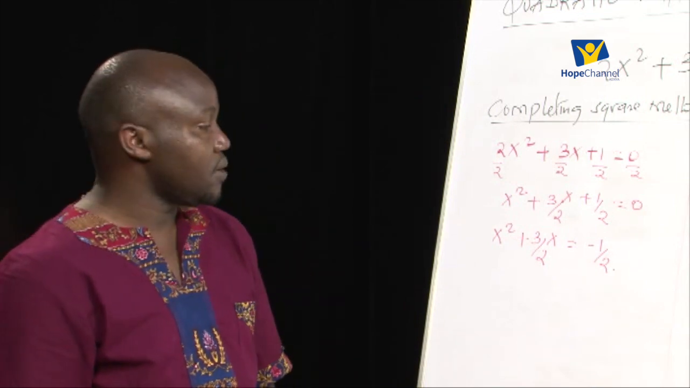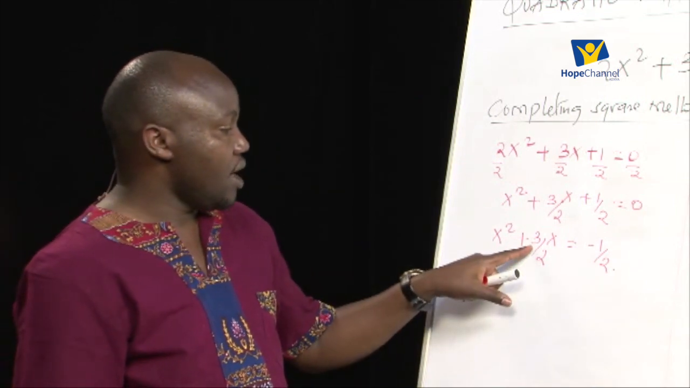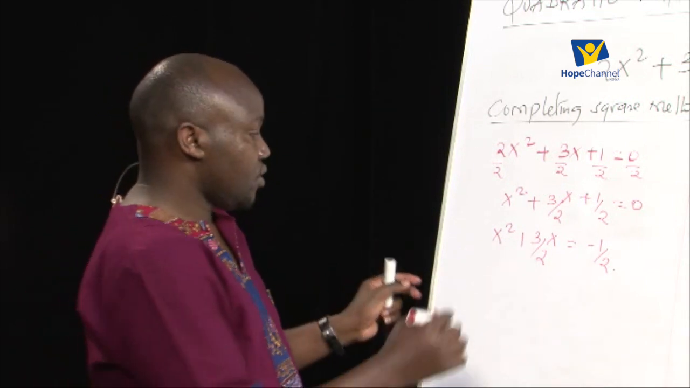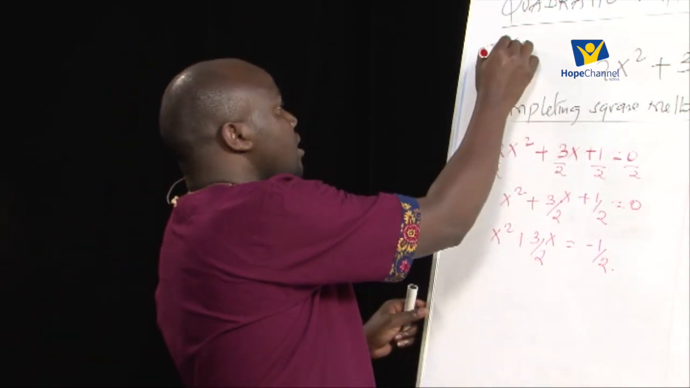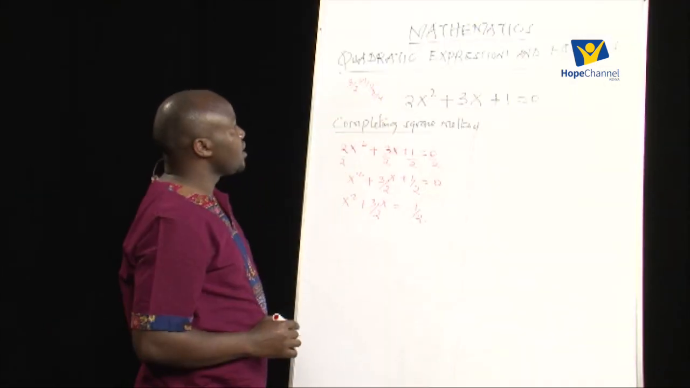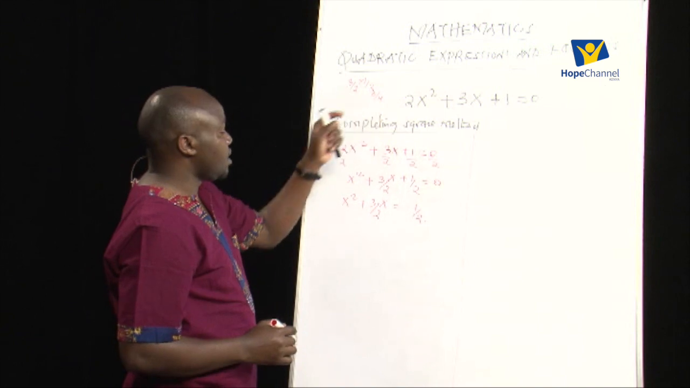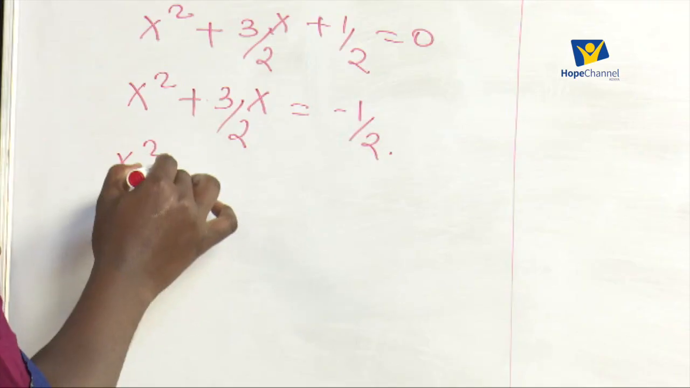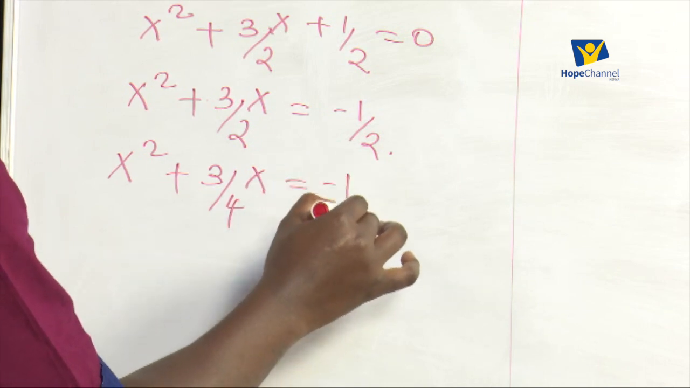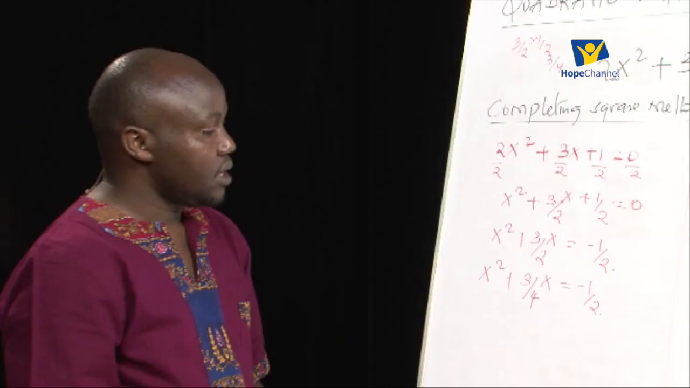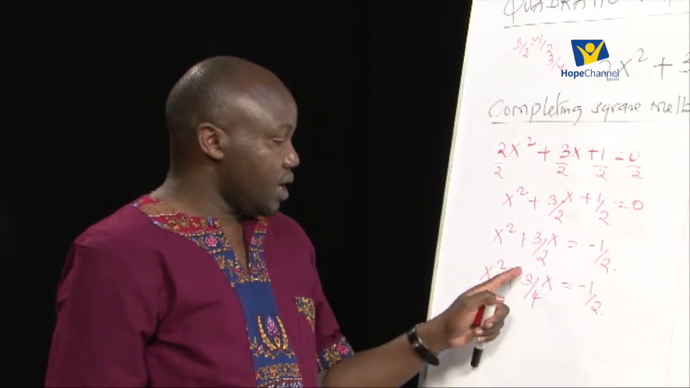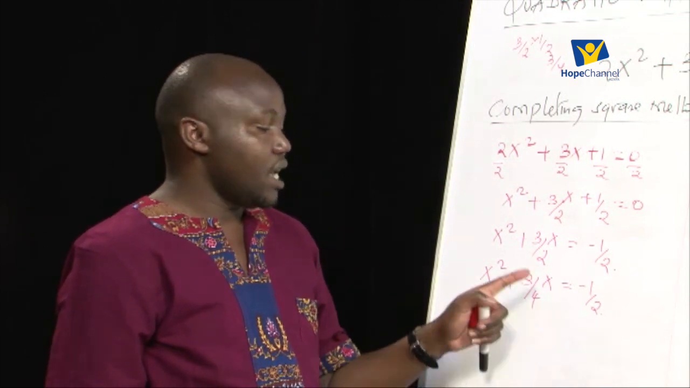Then after the second rule, where do you go to? The third rule, which is you half, or you multiply the coefficient of b by a half. So if I multiply 3 over 2 times a half, I'm going to have 3 over 4, right? So 3 times 1 is 3, 2 times 2 is 4. Therefore I'm going to have x squared plus 3 over 4x is equal to negative a half. Correct. From there, where do you go to? We square the coefficient of b and add it on both sides.